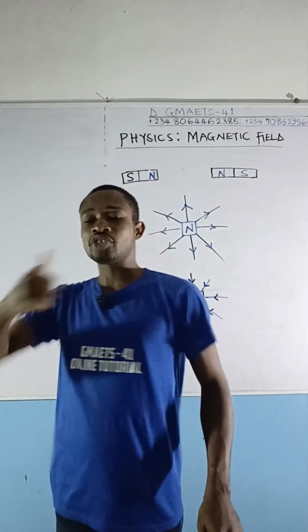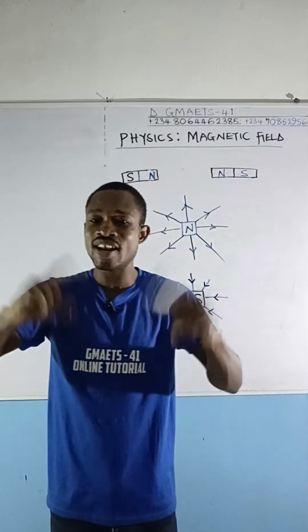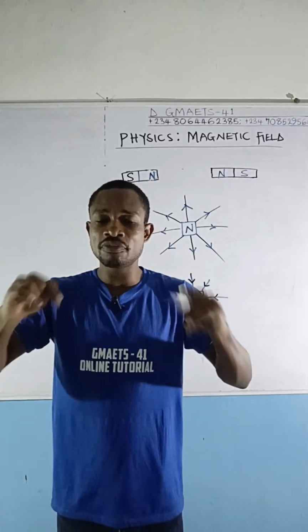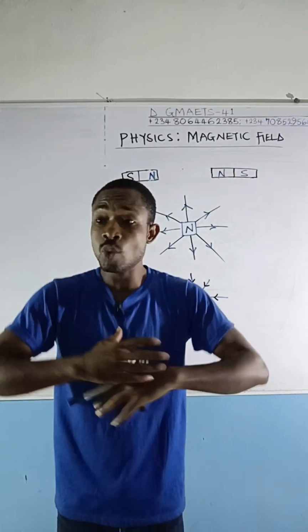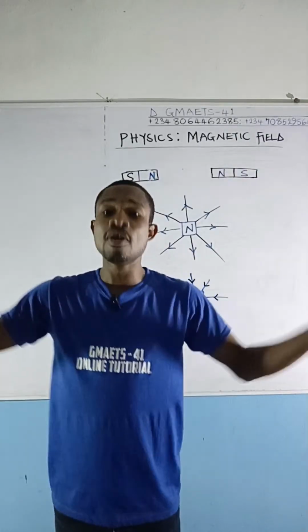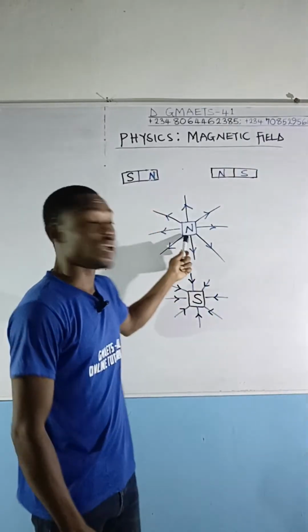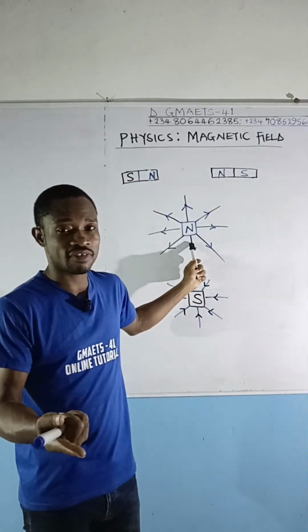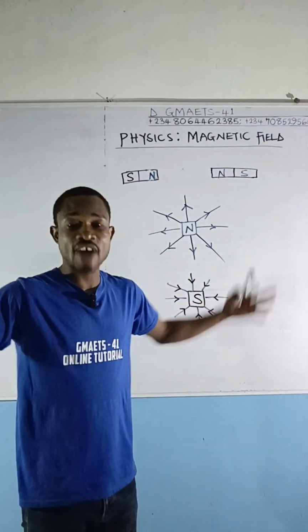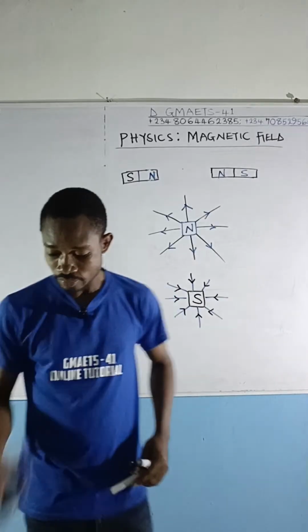Because the north behaves as positive terminal. And under electricity, positive charges, if you are drawing electric line of forces for positive charge, the line of forces will diverge, move away from positive charge. The same thing here, north represents positive. The line of forces will diverge, will move away from it.